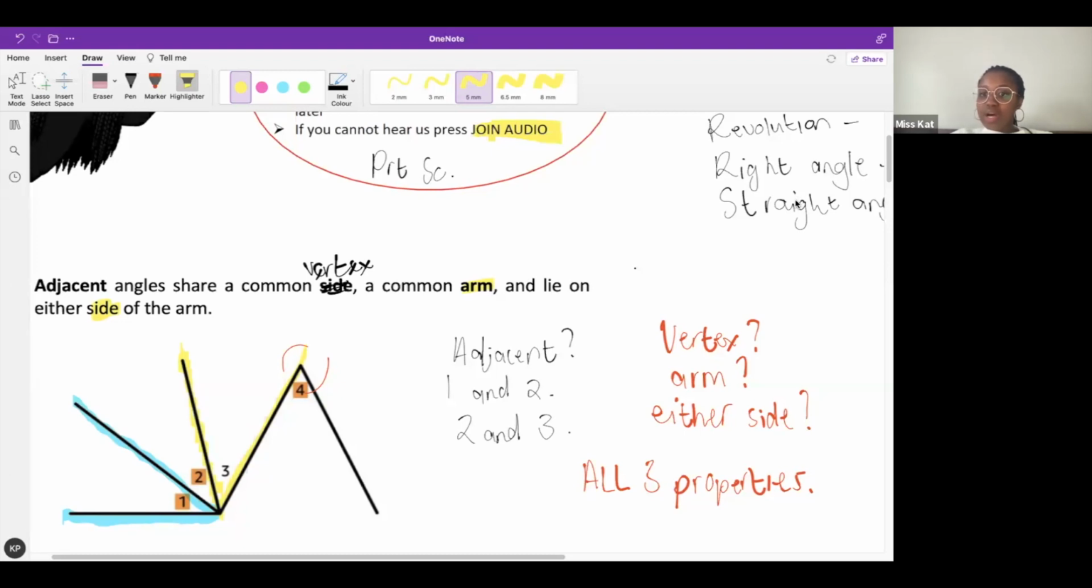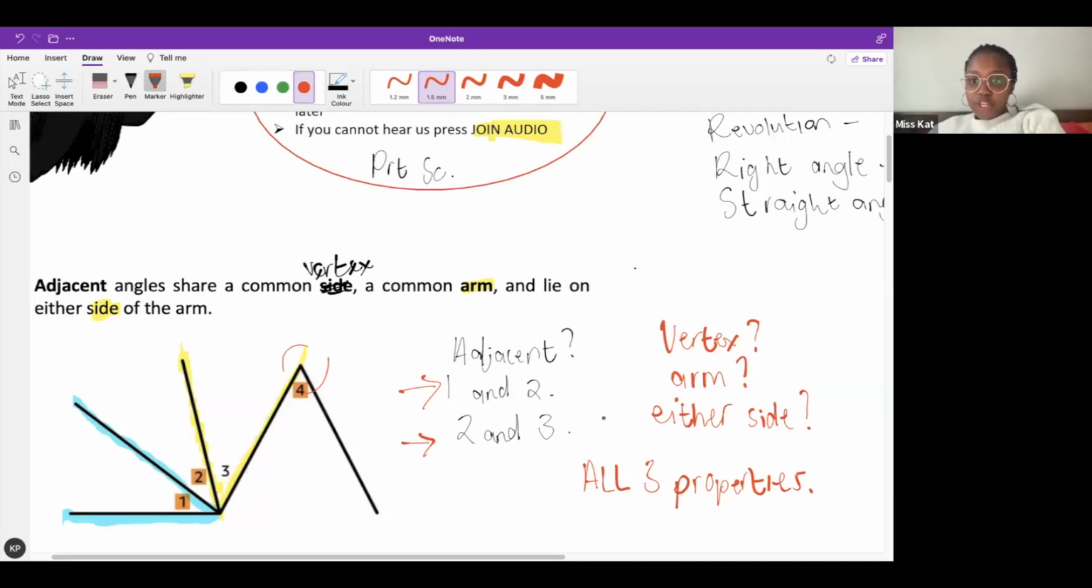Yes, Eddie, that's fine. I saw your message. 2 is adjacent to 1 and it's adjacent to 3, but you can't say 1, 2, and 3. They are two separate pairs of adjacent angles. So 1 and 2 are adjacent, and 2 and 3 are adjacent. 4 can't be adjacent to any of them because its vertex is all the way up there and they share a vertex down here.